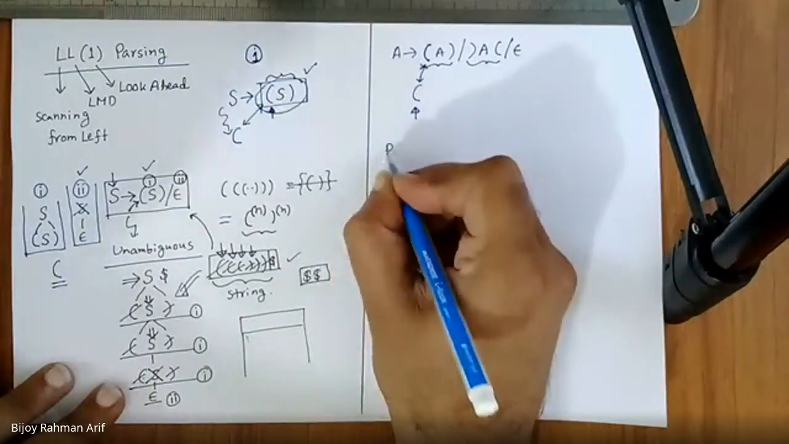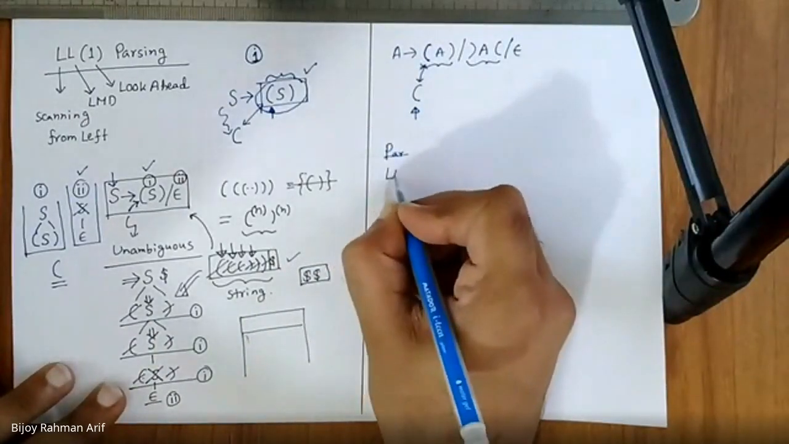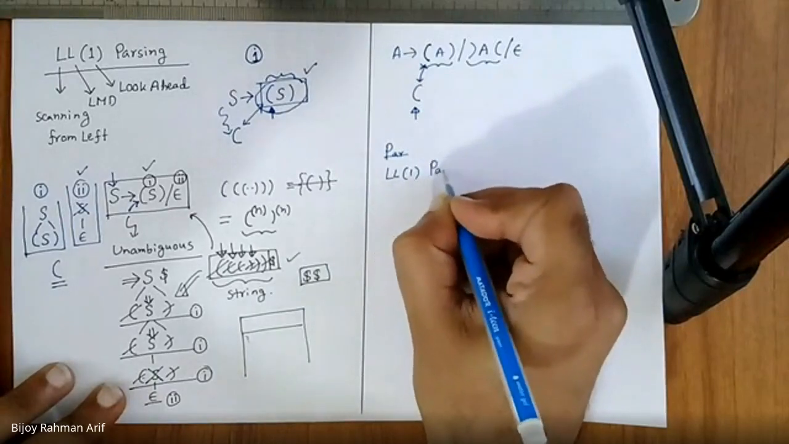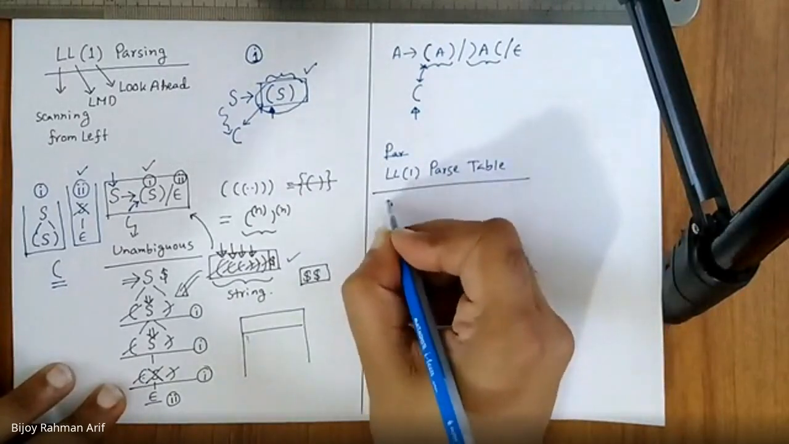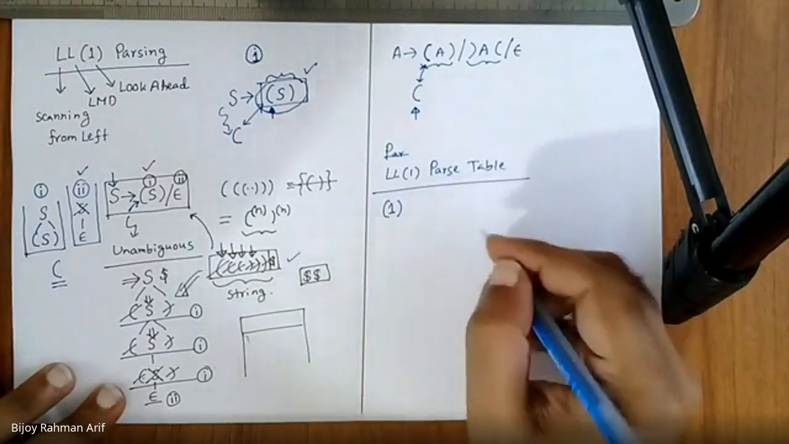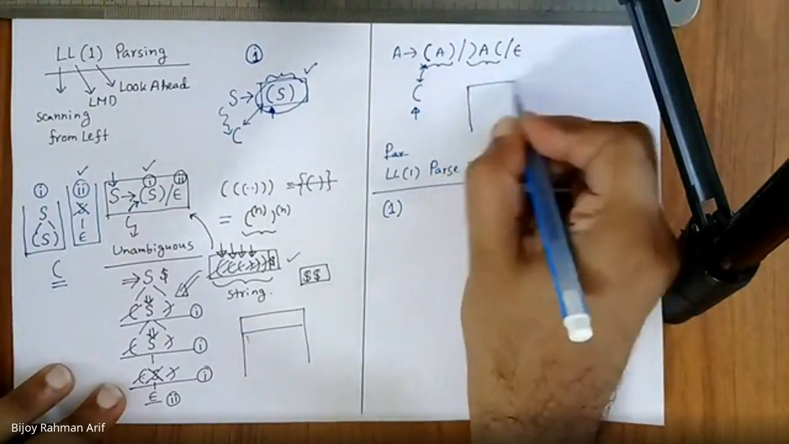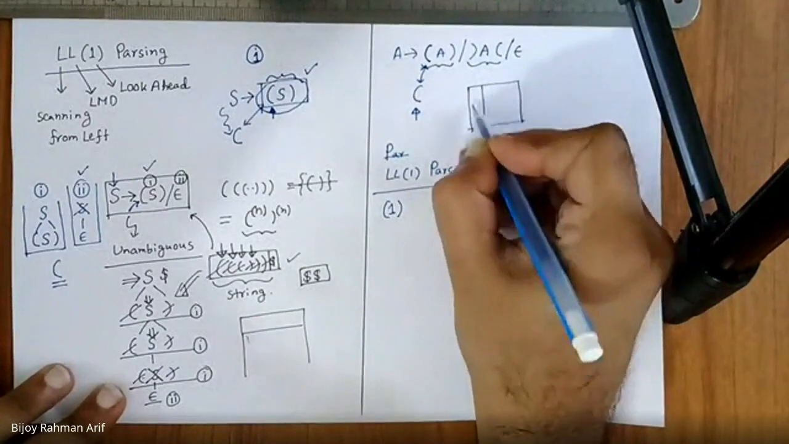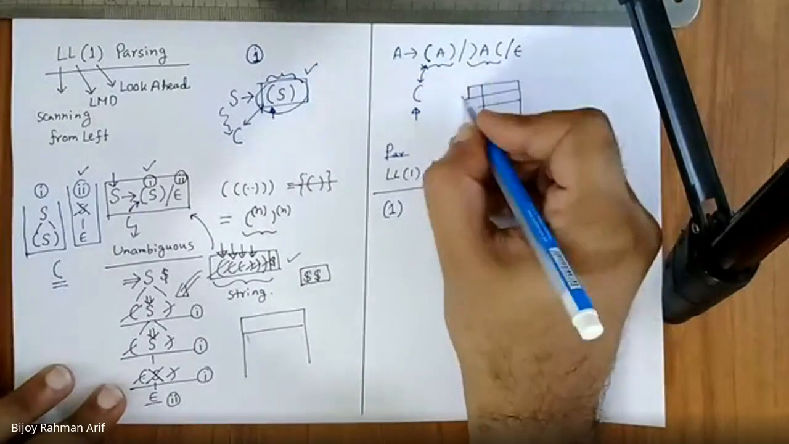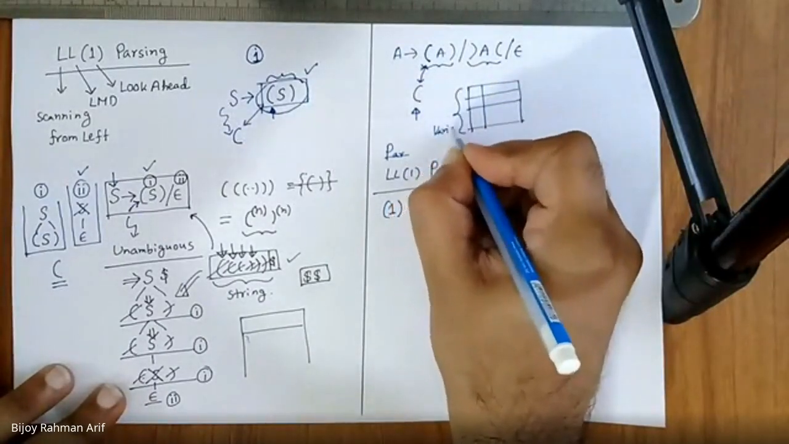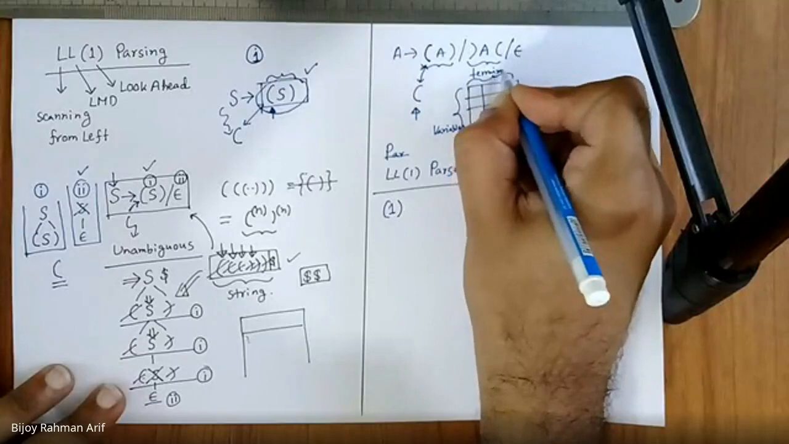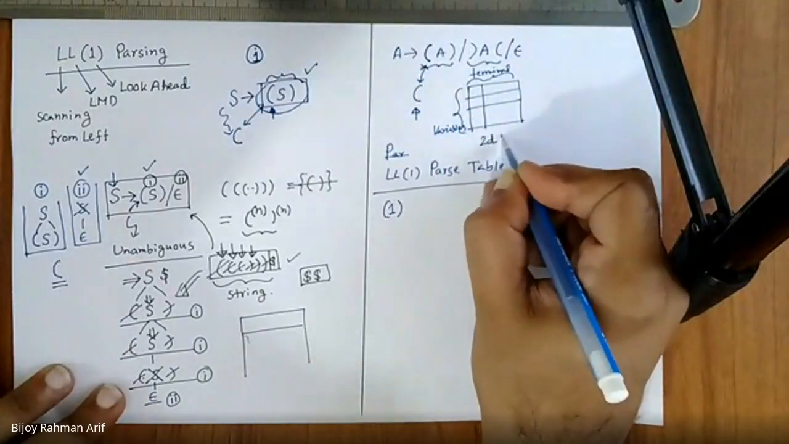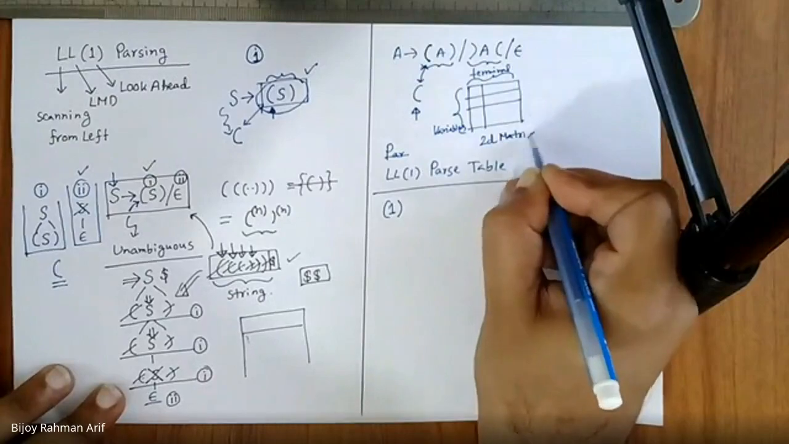Yes, sir. So, parse table rule number one, let's say the LL1 parse table. Rule number one: if you generate this table, let's assume my variables are on the leftmost column and my terminals are across the top. This is my variables, and this one is my terminals. So it is nothing but a 2D matrix. Am I right? This is my 2D matrix.